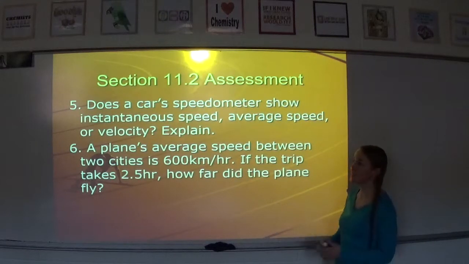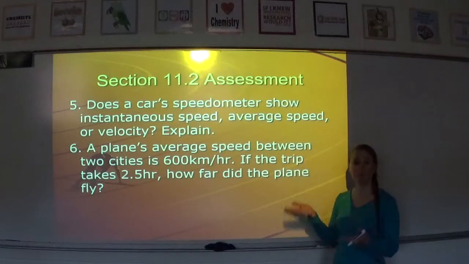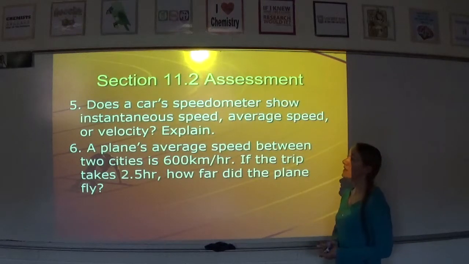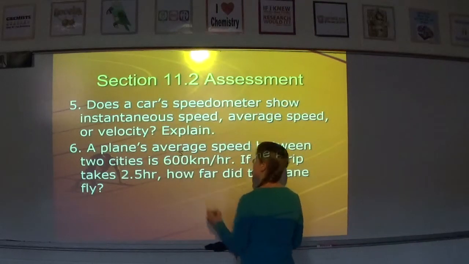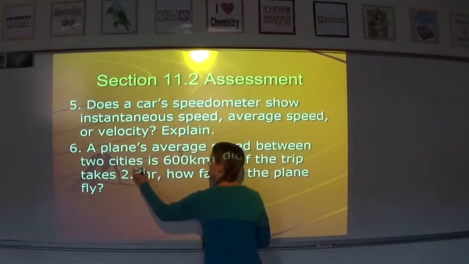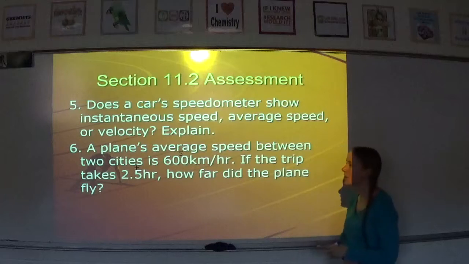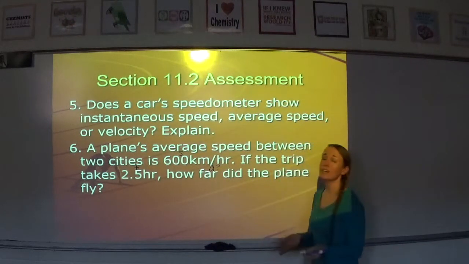All right, so let's look at this math problem together. Again, if you want to, maybe pause the video and try it on your own, and then look back and check your answer. So a plane's average speed between two cities is 600 kilometers per hour. So this time they gave us the speed. If the trip takes 2.5 hours, so there's my time, how far did the plane fly? So if they ask how far, they're looking for distance.